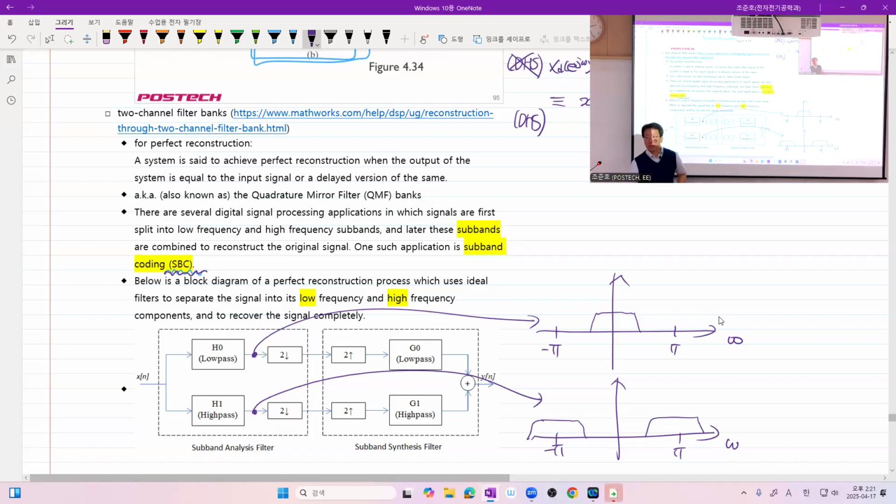Then what happens when you downsample? You rescale pi over 2 as pi, and you copy to make the entire signal periodic, right? So now you can process, here in this case exactly you reconstruct, but sometimes here you process the low frequency part at a lower rate, and the high frequency part at a low rate, right? And then you do something, right? Sometimes you may remove the noise in the low frequency part.